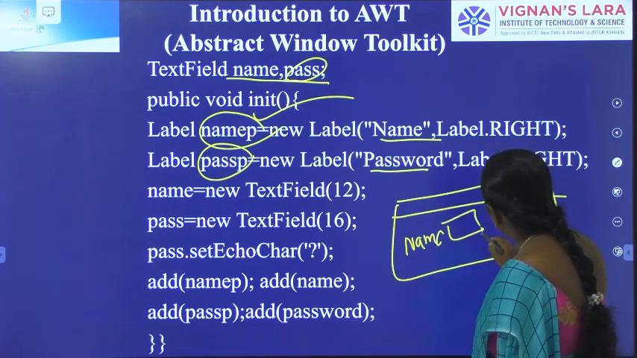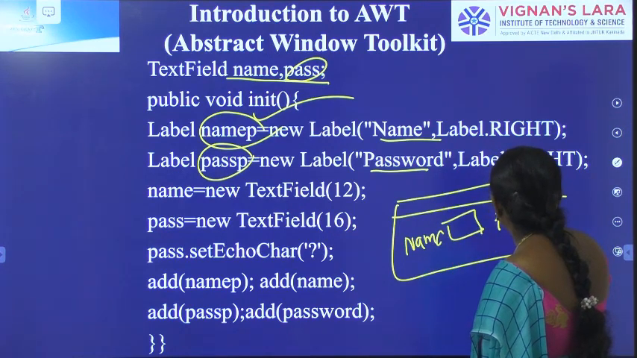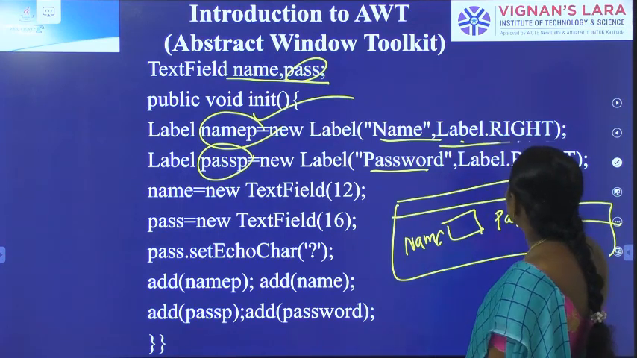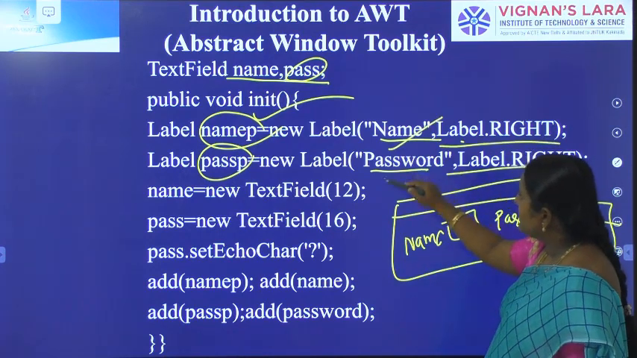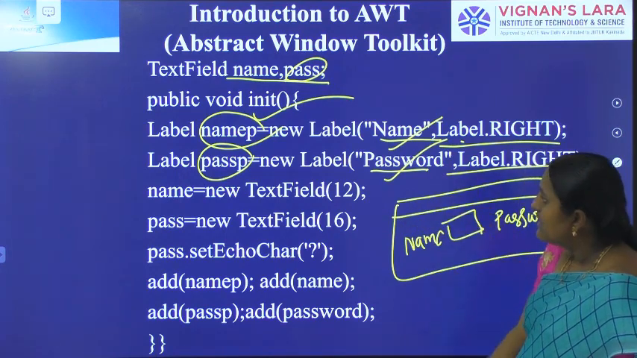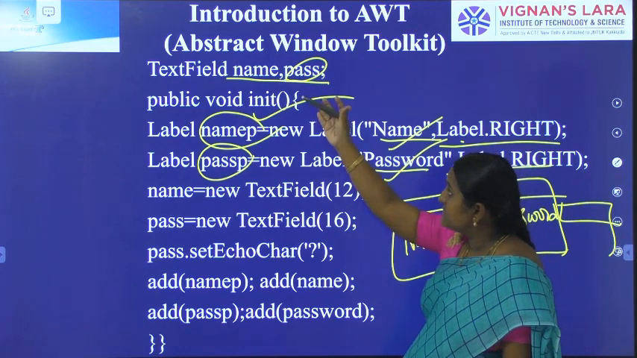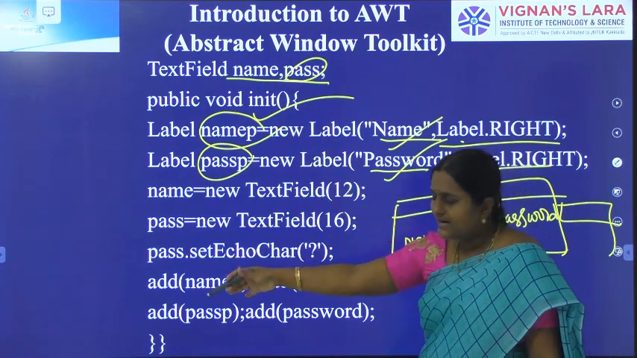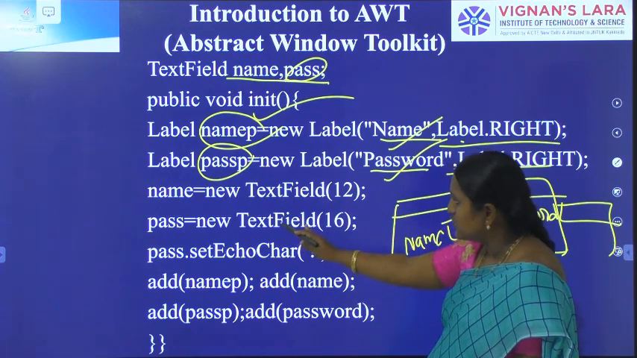Name is a text field and password is also a text field. These two labels, name and password, are right-aligned. We can set the alignment. In this one, we have to create the text field objects. We have to instantiate the objects in memory by using the new keyword.